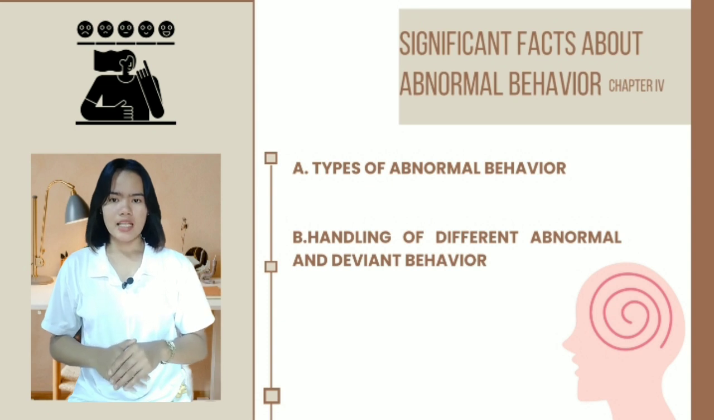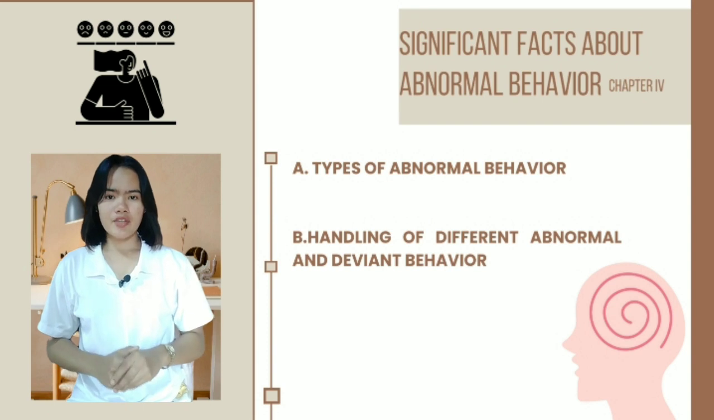Operational fatigue. Psychosis. Psychosis are serious mental illnesses where behavior is unpredictable. Antisocial personality. This is a mentally disturbed person who is opposed to the principles upon which society is based. Handling of different abnormal and deviant behavior.